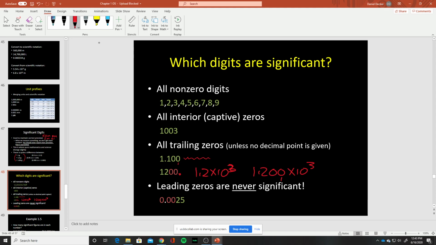So for the same reason here, leading zeros are never significant. Because again, the zeros here are only telling us where the decimal point is. They're not actually giving us any information about precision.